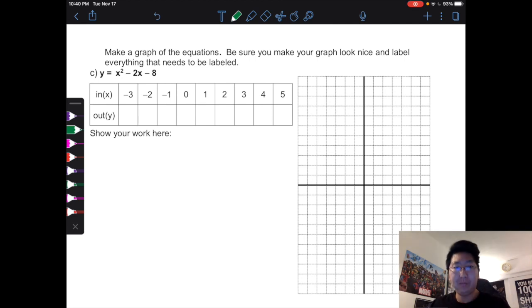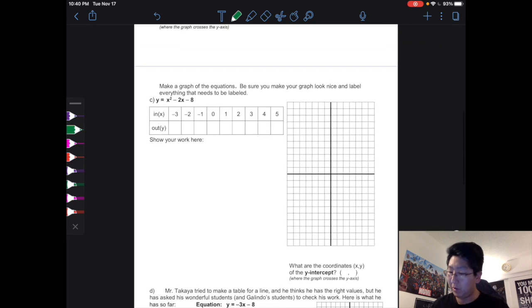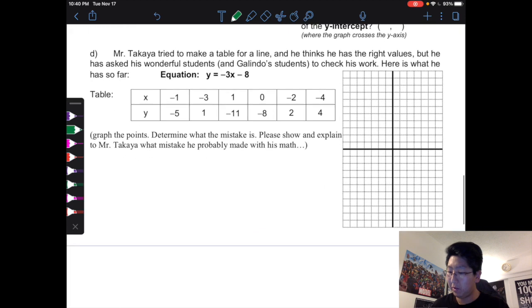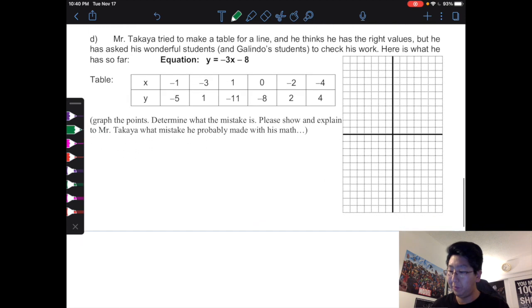Let's go ahead and do this one. Right here, y equals x squared minus 2x minus 8. Unless I skip this one. What was the gnarly one? This last one. Mr. Takaya tried. So, if you're with my math 8, I'm going to have you skip B.